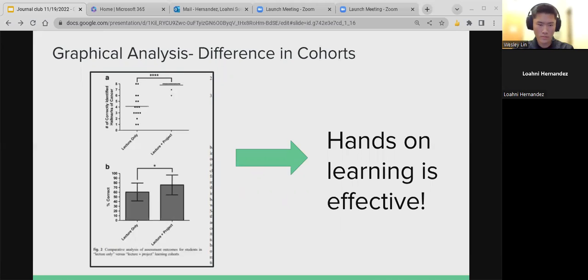So if we're looking at this figure here, these figures actually show the difference in the lecture only and lecture and project cohorts. As I mentioned earlier, one cohort only had the lecture component of the study versus another cohort had the lecture and the project, which is the TCGA analysis. This figure details that there were noted differences between those who only received the lecture instruction and those who participated in the project.